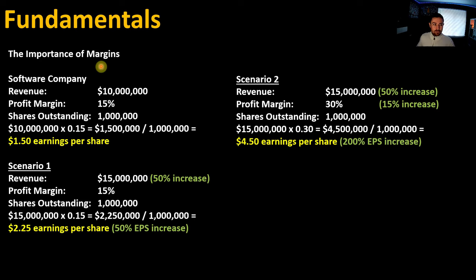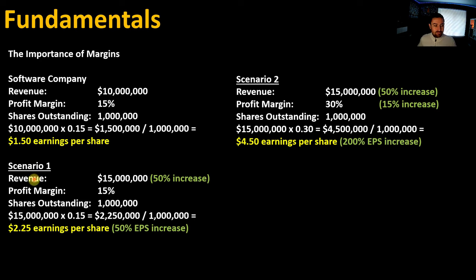So this here is really telling. Let's imagine we have a software company and we've got a couple of scenarios. This software company's revenue is 10 million and its profit margin is 15%, and it has 1 million shares outstanding. So we can work out the earnings per share, and ultimately in the end the company is going to be valued by its earnings. So you think about why is Amazon so big? Why is Apple so big? Why is Microsoft so big? It does ultimately come down to the earnings of the company. So this company here is earning $1.50 in terms of the earnings per share.